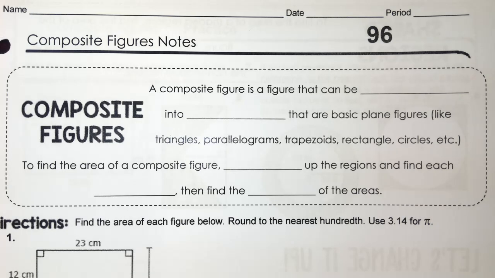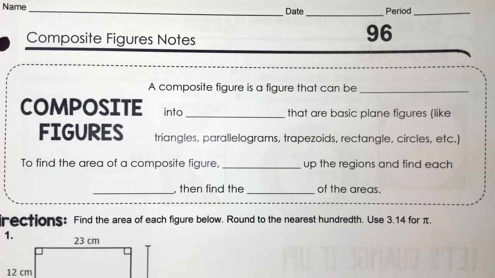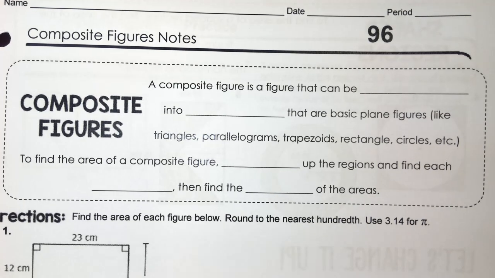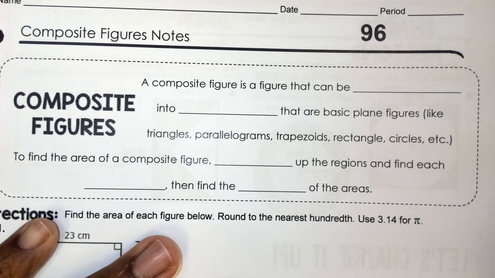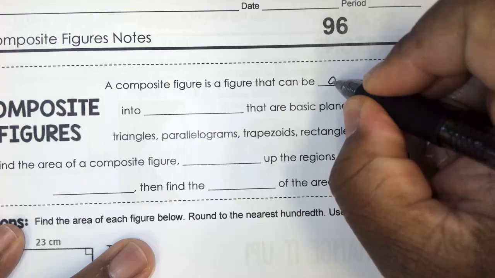Alrighty, this is Composite Figures Notes. So far in this unit, I've shown you basic area, and then we did area and circumference of circles last time I saw you. So now we're doing composite figures. We're going to put it together and do composite figures. A composite figure is a figure that can be divided into shapes.